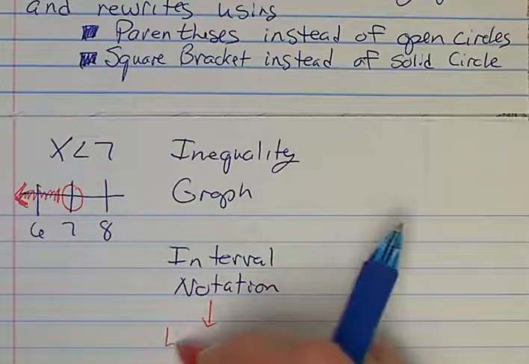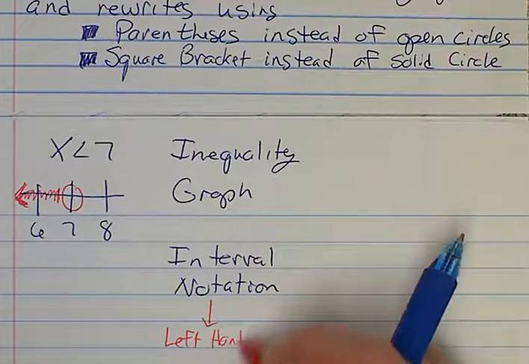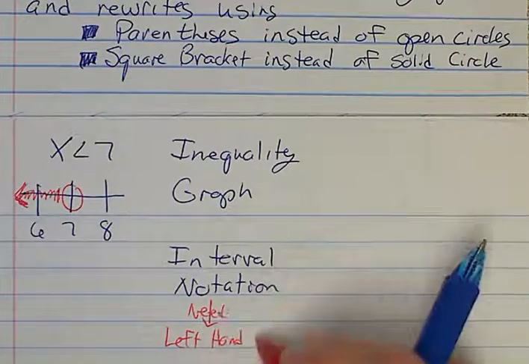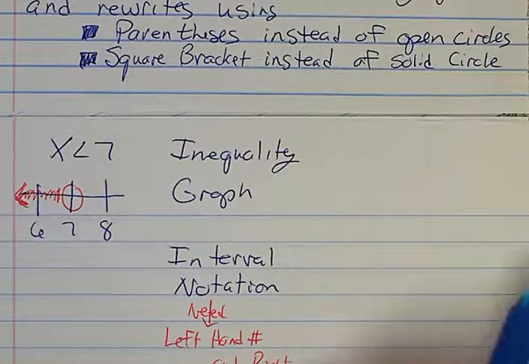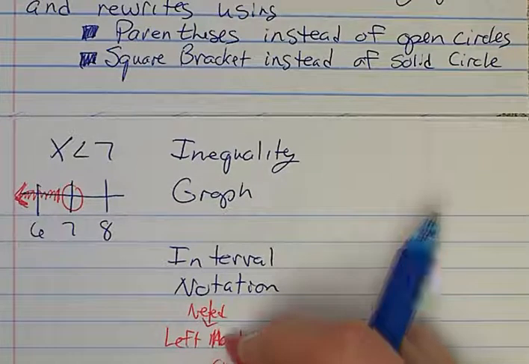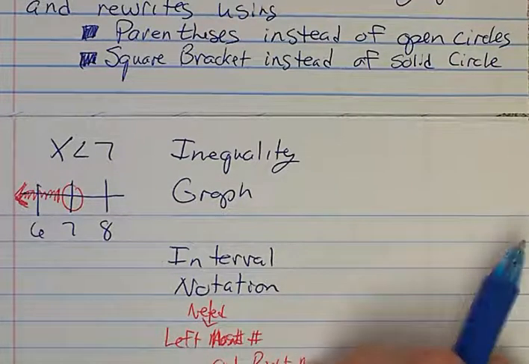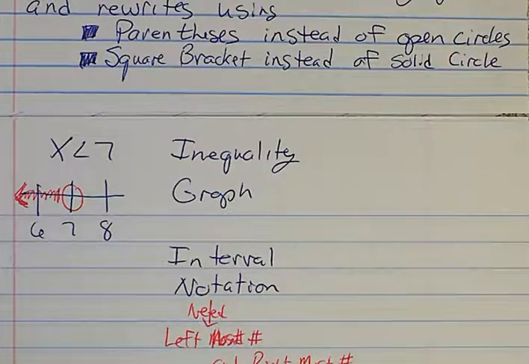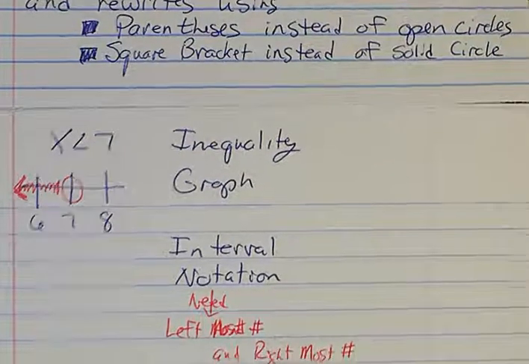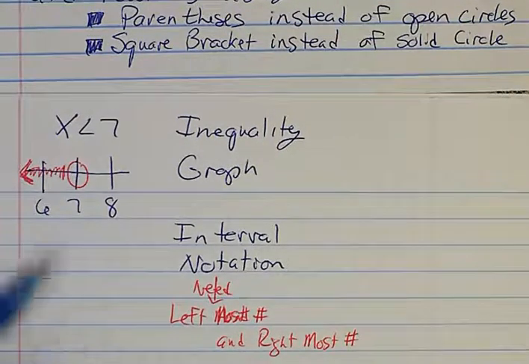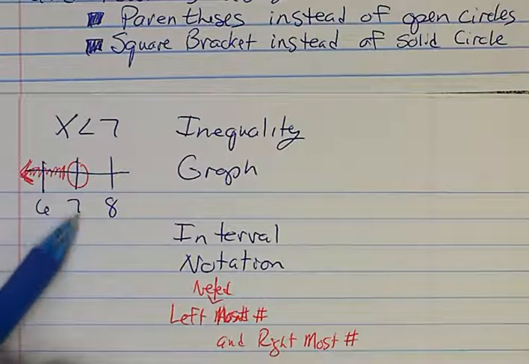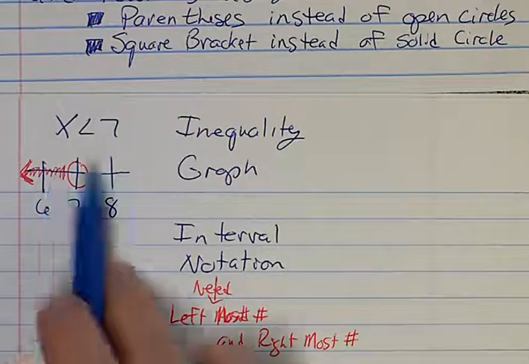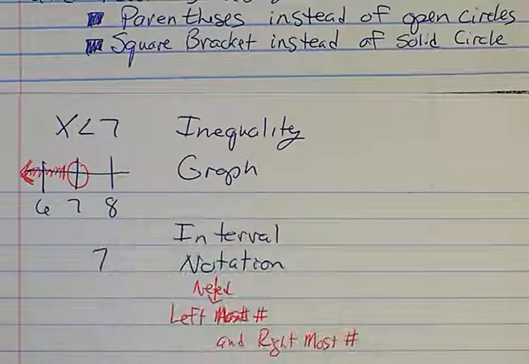Now, here's really what interval notation is. You tell me the left-hand number. You're going to need the leftmost number, and you're going to need the rightmost number. So interval notation, you're basically going to give me two numbers. So what's the number you can go farthest to the right on that graph? That we can actually touch. The last number we touched on the graph right here would be 7, right? So tell me what number you circled. In that case, that's 7.